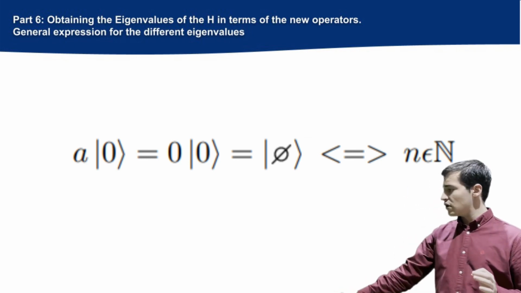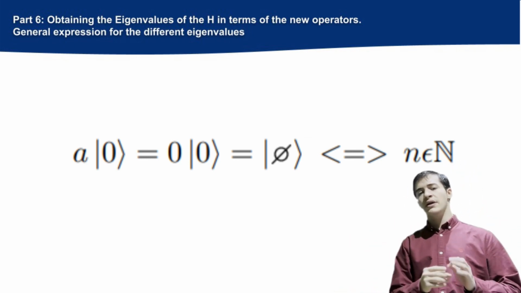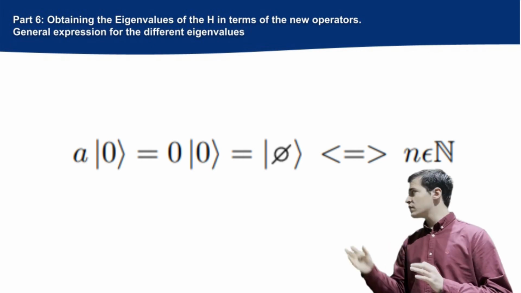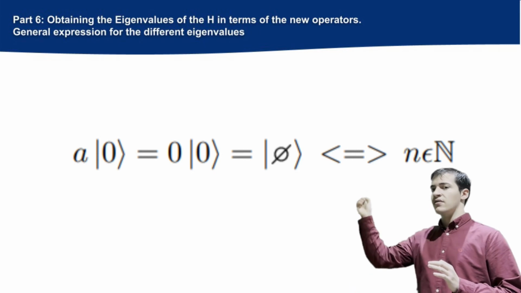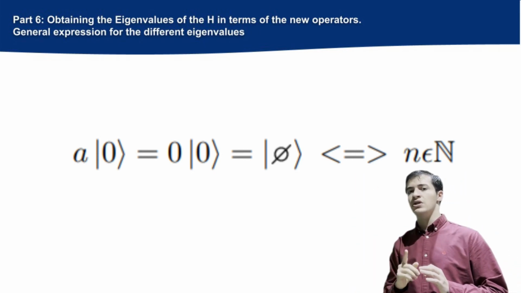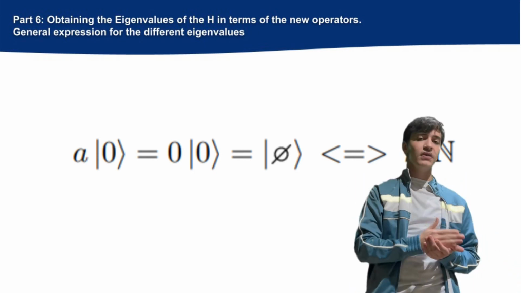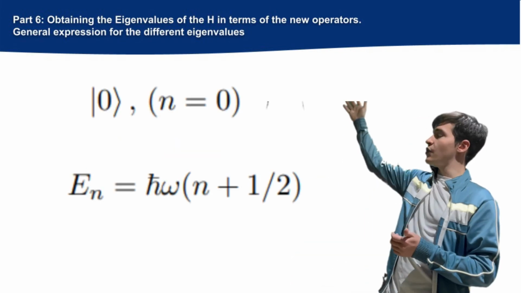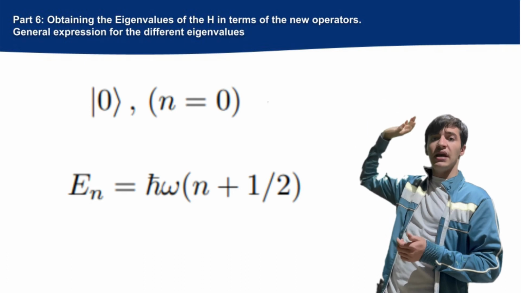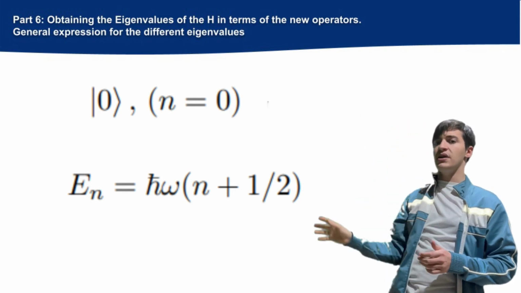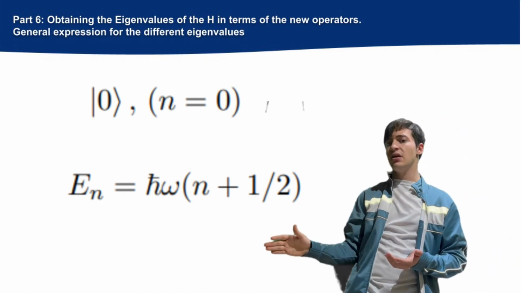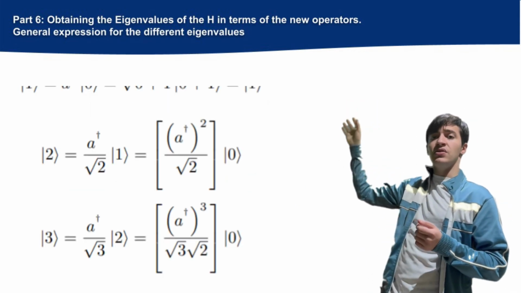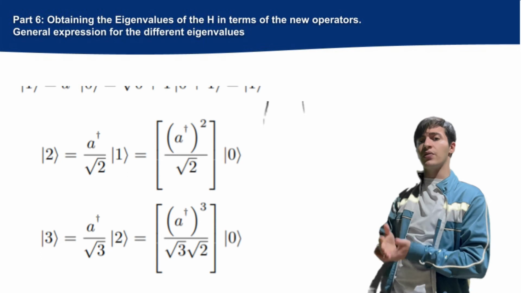So, as it is written there, n must be a natural number in order for this recurrence and the previous condition to be true. The state where n is equal to 0 is the ground state, and it has the lowest energy of all the states, and from there we can obtain the rest of the expressions of the recurrence.